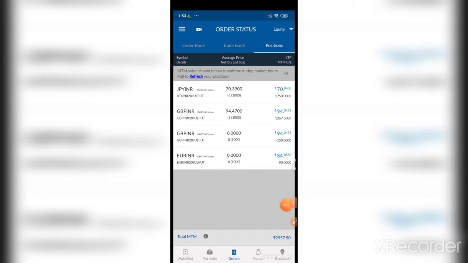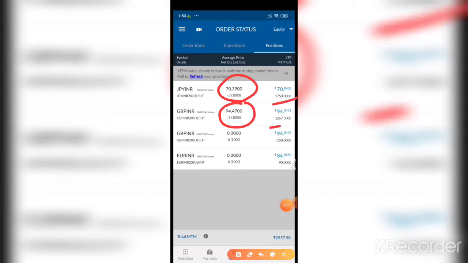And friends, you can see on the screen I am giving the perfect example of stop loss trading. And here you can see I am trading in currency forex, and these are the prices at which I sold JPY and GBP, and now current prices are, you can see these prices are too low, so I am in big profit. And the current prices are 70.040 and GBP price is 94.0470. So I am just waiting.